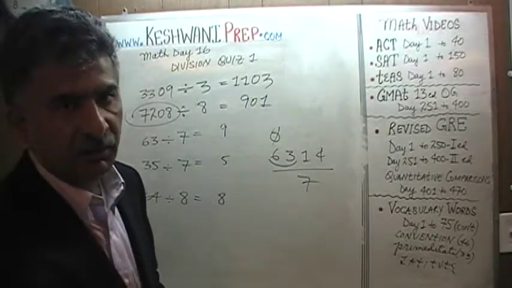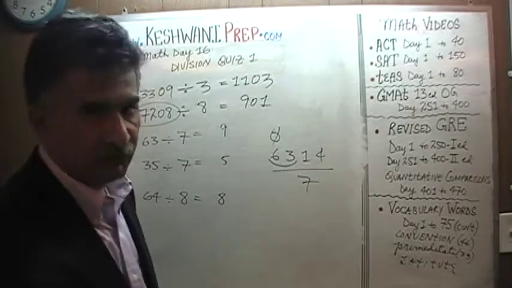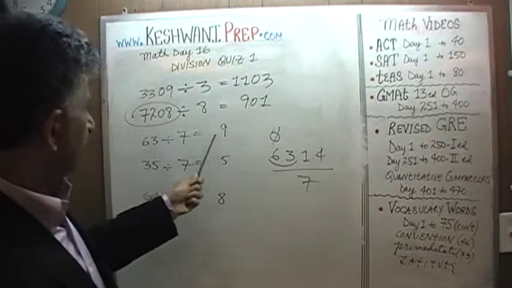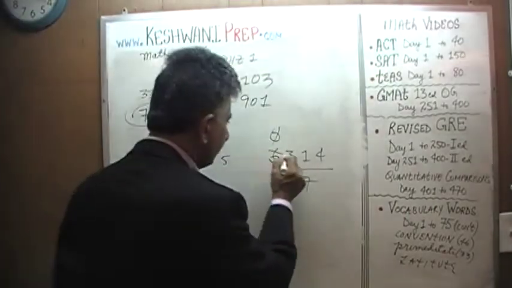It becomes 63. How many 7s does 63 have? 63 has 9 7s. 9 7s is 63, we just did that. So we cross out 63, and we put down 9.